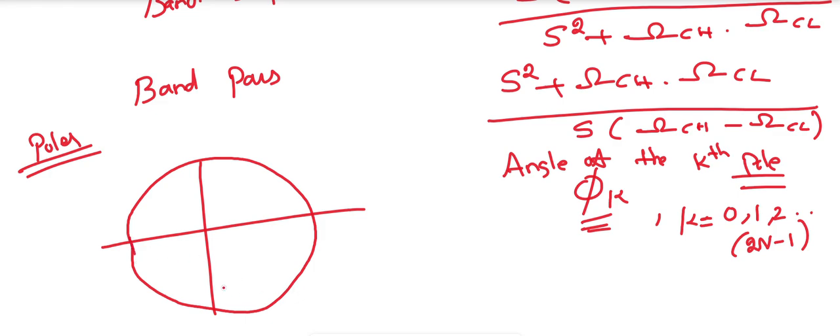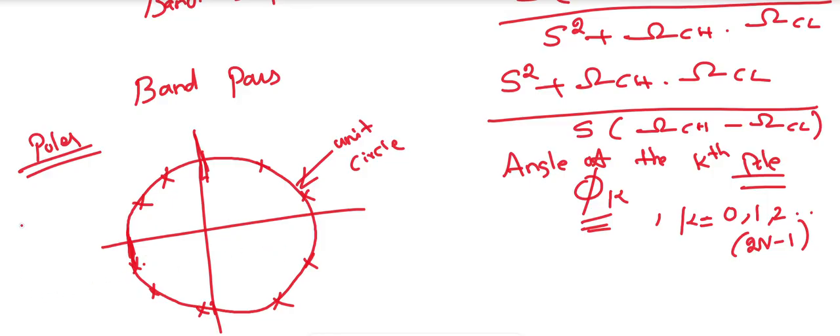Circumference of the unit circle. So this is a unit circle. How are the poles located? So this is the S-plane. How are the poles located? The poles are located on the circumference of the unit circle in the S-plane.